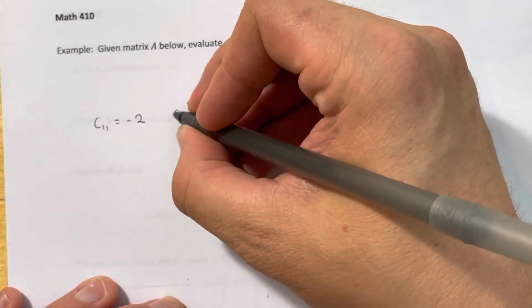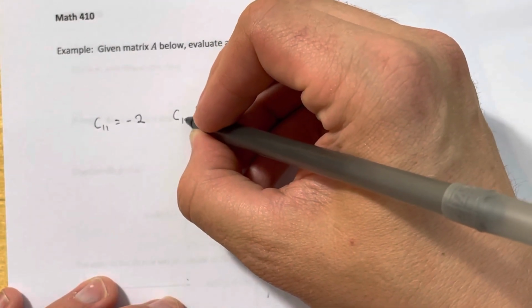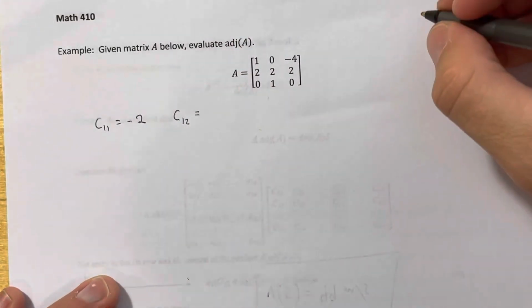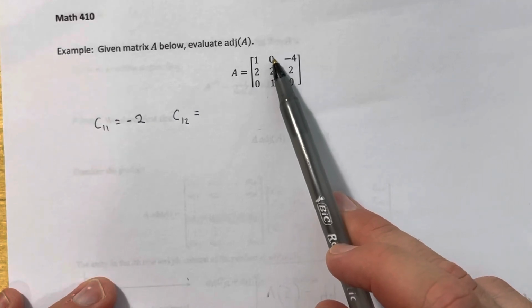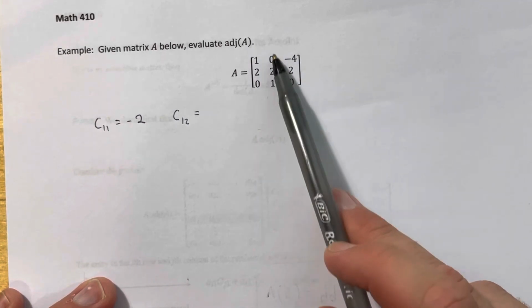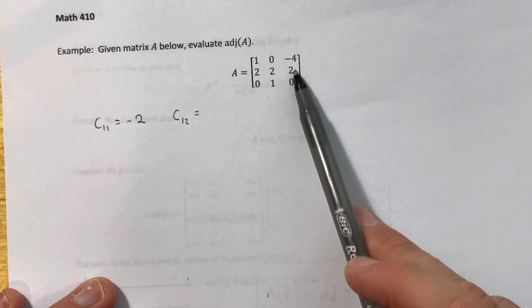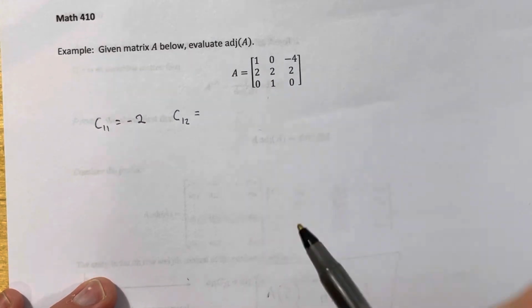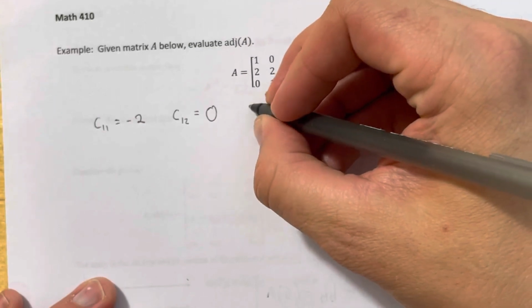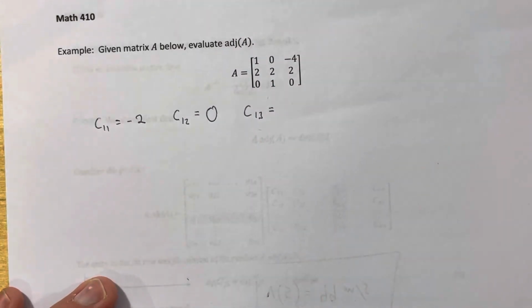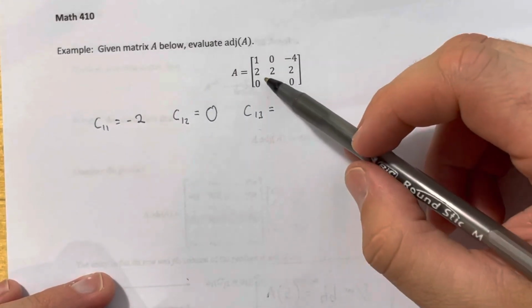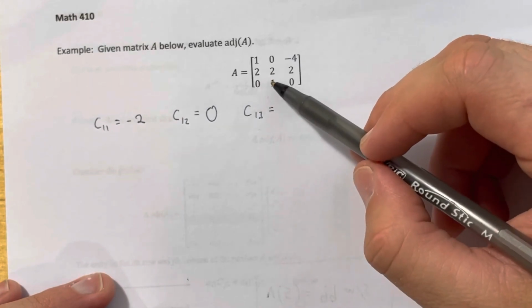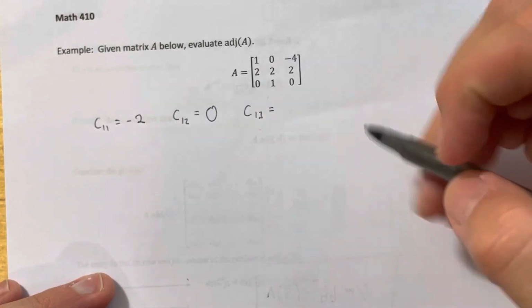Okay, now I need my C12 entry, which is equal to the cofactor corresponding to the entry shown here, the first row, second column entry. So I delete that first row, delete that second column, evaluate the determinant of the remaining terms, 2 times 0 minus 2 times 0. That's definitely going to equal 0. C13, what is that equal to? Well, find the 1,3 entry, delete the first row, third column, find the determinant of the remaining 2 by 2. So that's 2 times 1 minus 2 times 0, which is 2.